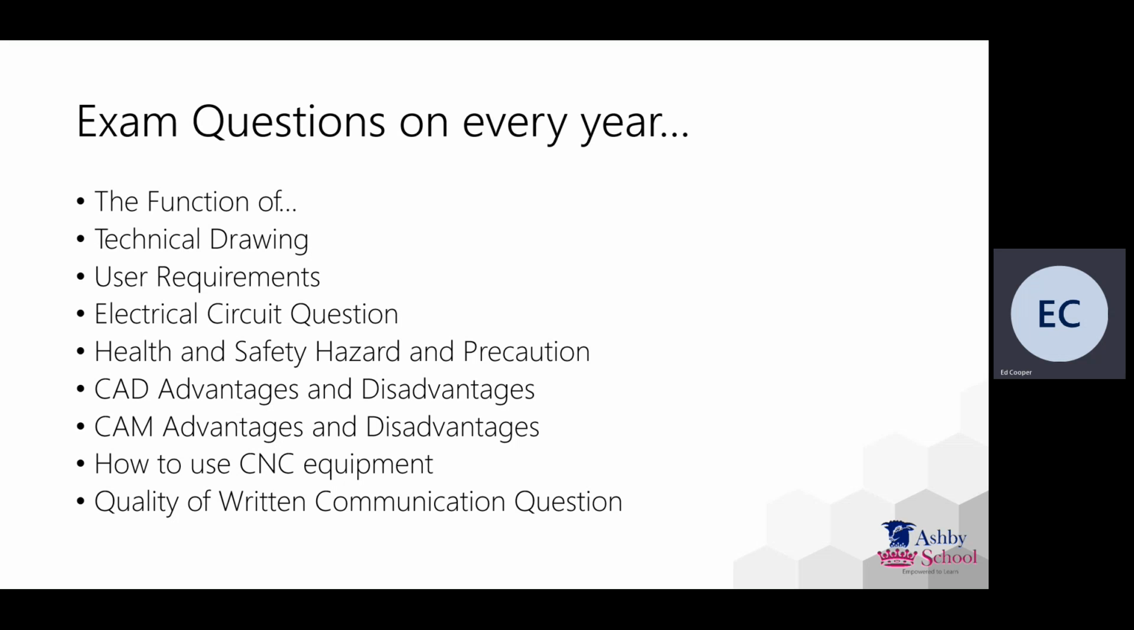There'll be a health and safety, hazard and precaution question. It's normally a 6-mark question, looking at what the hazards are and what precautions you can take to keep safe. Stuff about CAD, advantages, disadvantages, same with CAM. Quite often how to use CNC equipment or how to use a bit of equipment properly. And then there will be one question that's testing your written English, so we're looking at your quality of written communication, and how you write that one to get marks for clarity of writing. Other than that, nothing's marked on spelling in your other questions. So it's just one essential one there.